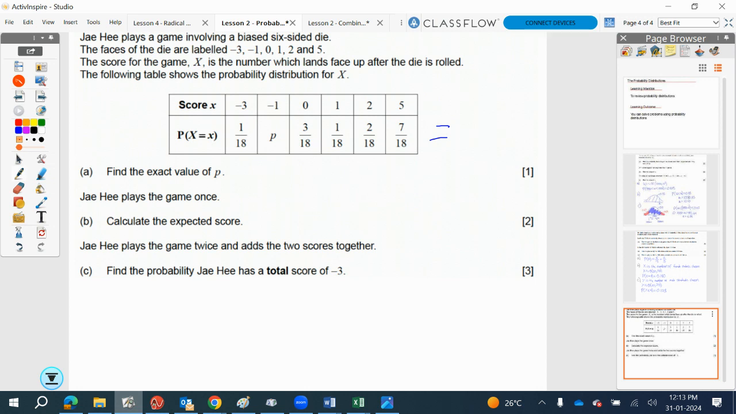Okay, so we have a discrete random variable x here with a probability distribution table. We need to find the value of p. How do we find the value of p?